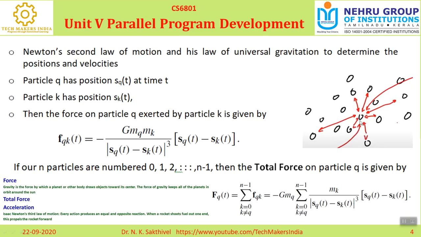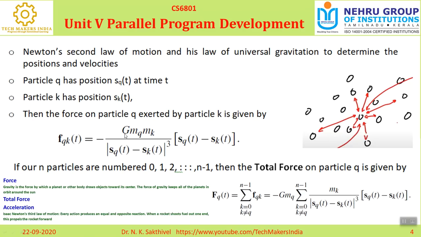Let us consider this is particle Q and this is particle K, and they are attracting each other. How to calculate this force? That is the force between Q and K. At a particular time I want to measure. For example, I run it for 1 hour, and with 1 hour different time slices, I want to store these records.